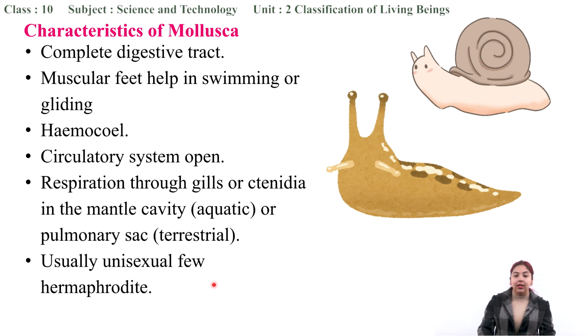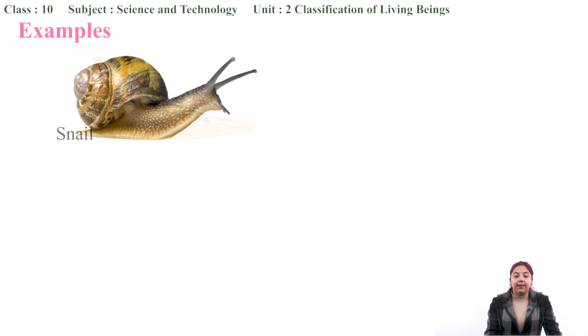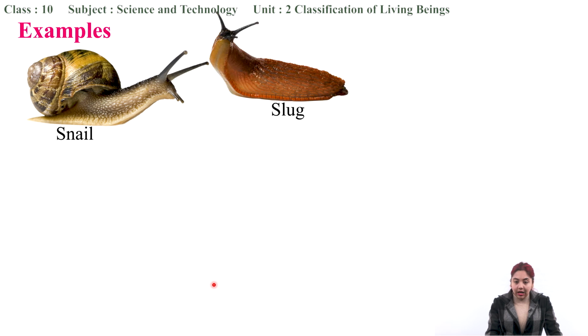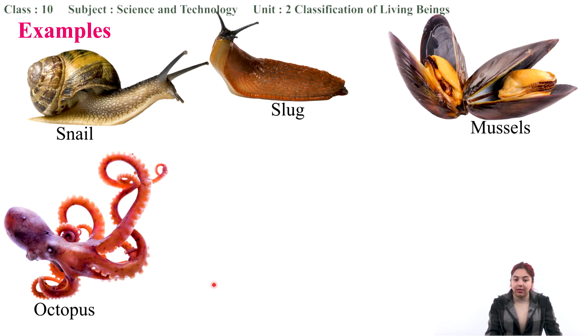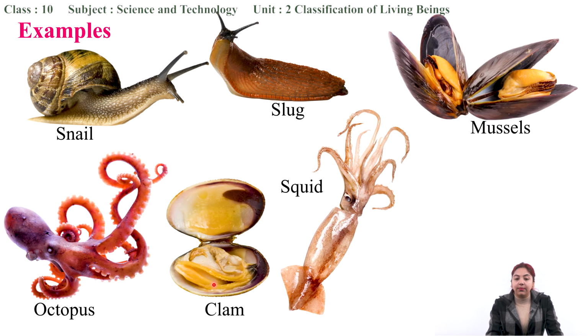Now let us look at a few examples. We have snail, slug, mussels, octopus, clam, squid. These all are some of the examples of this phylum, and there are many other examples as well, because this is also the second largest phylum that belongs to the animal kingdom. Now I've taught you guys 3 different phylums today. We studied about the Annelida, Arthropoda and Mollusca.